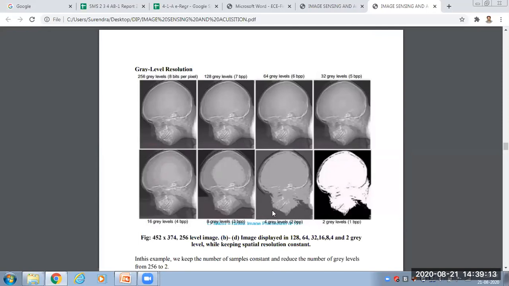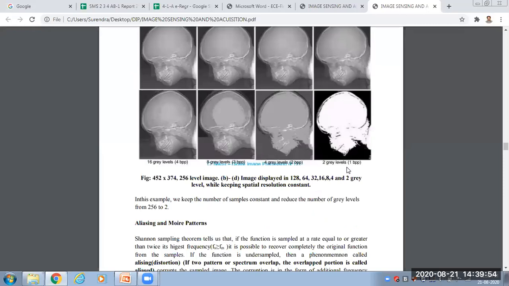2 bits means 4 gray levels. So with 4 gray levels, the values change depending on your bits: 00, 01, 10, 11. 00 means the 0th grayscale, 01 means the first scale, 10 means the second scale, and 11 means the last scale. So depending on how you change your bit value, the intensity scales also change. So this is 4 gray, 8 gray, 16 gray, 32 gray, 64 gray, 128 gray, and also 256 gray. Depending upon your requirement, we set our digital values.